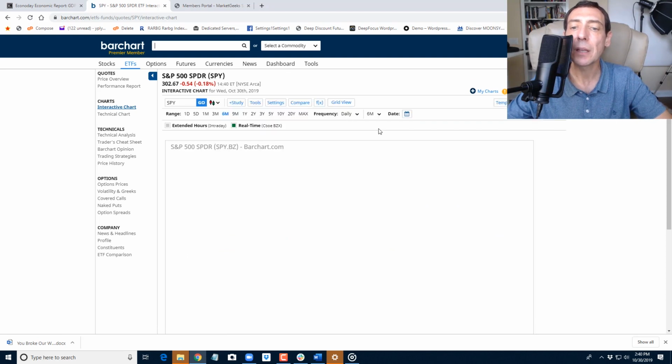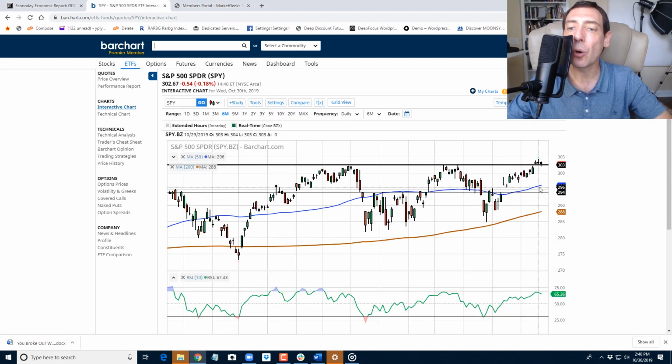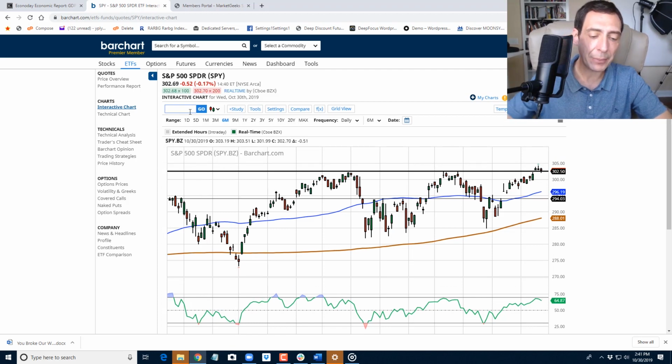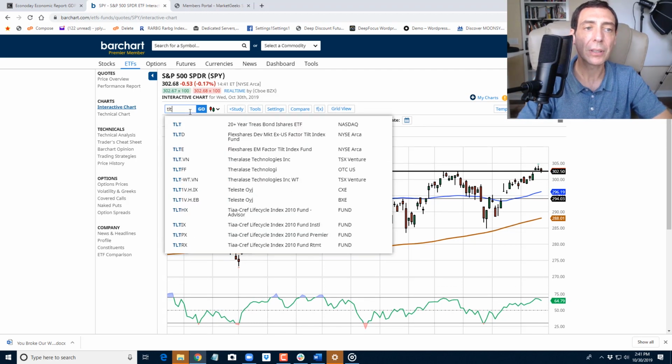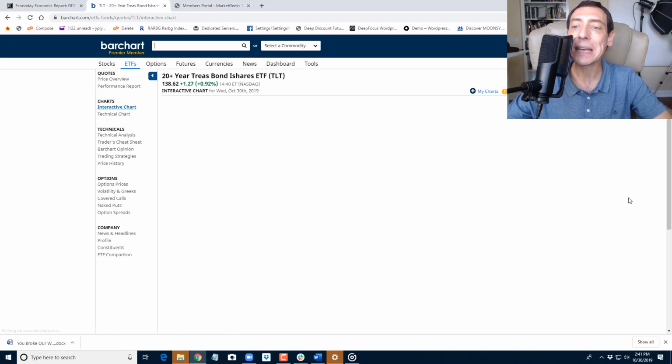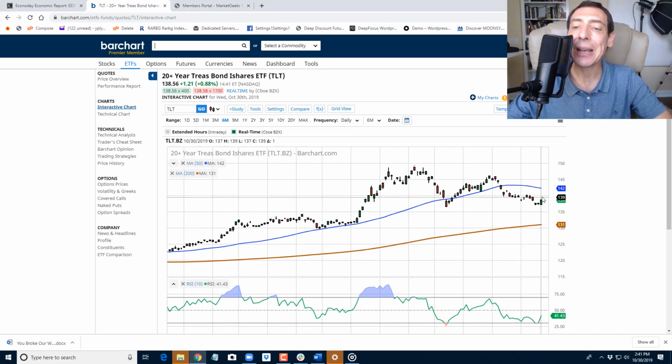So I'm expecting stocks to begin moving lower to the 50-day line. They're overbought right now. And I'm expecting bonds to begin rallying. Because anytime stocks move lower, bonds rally.